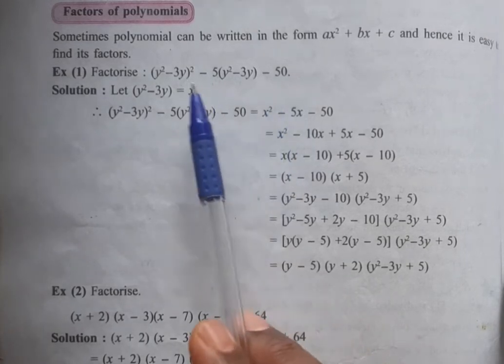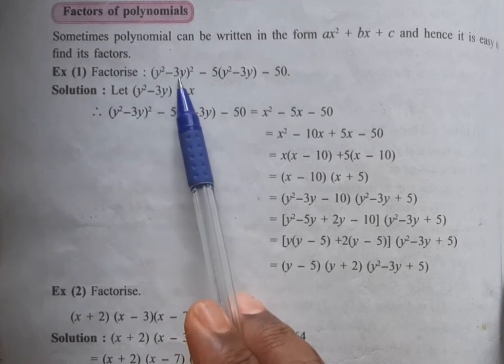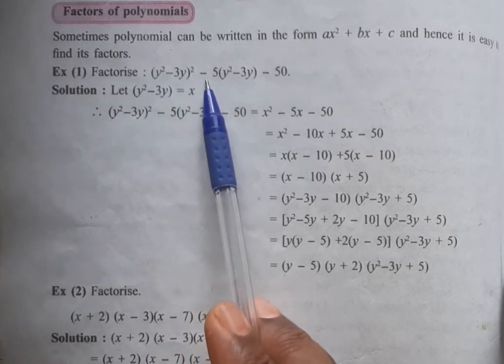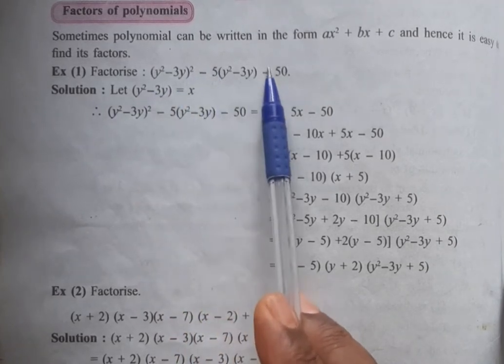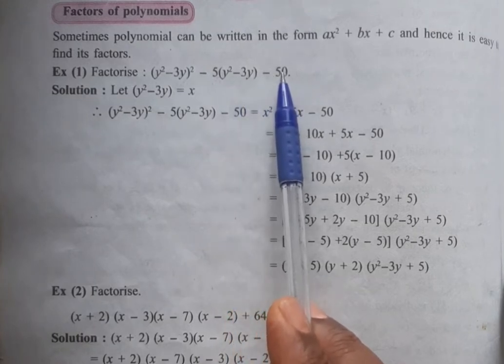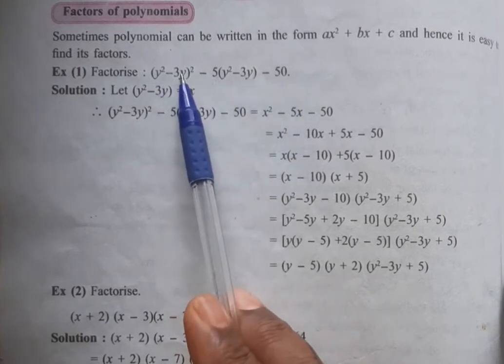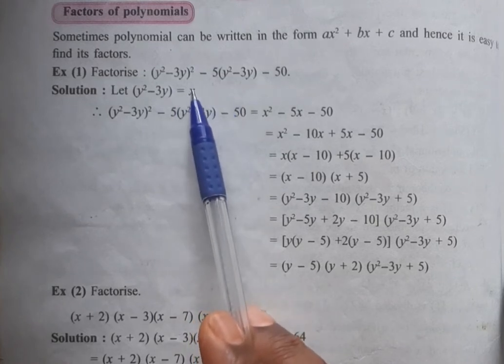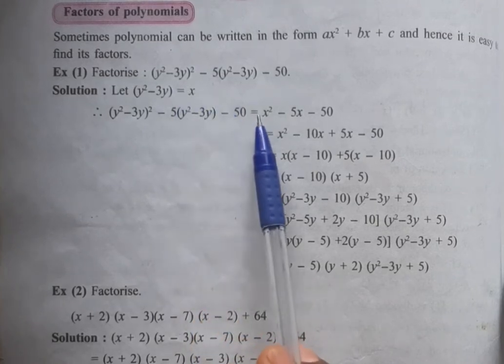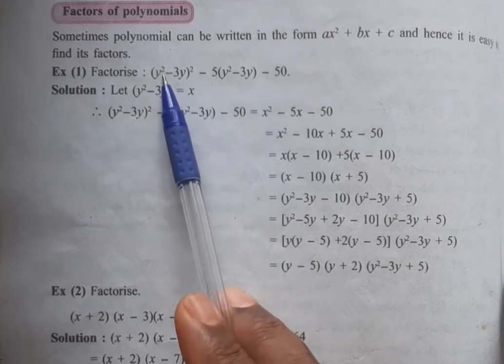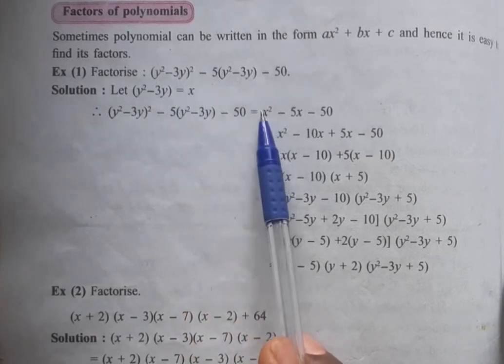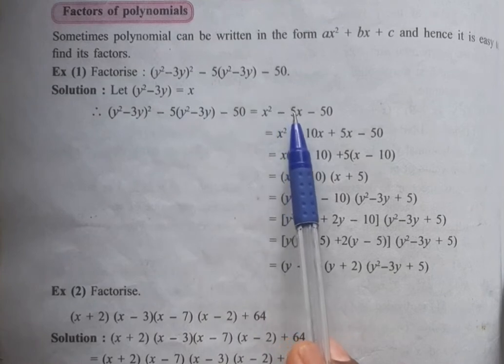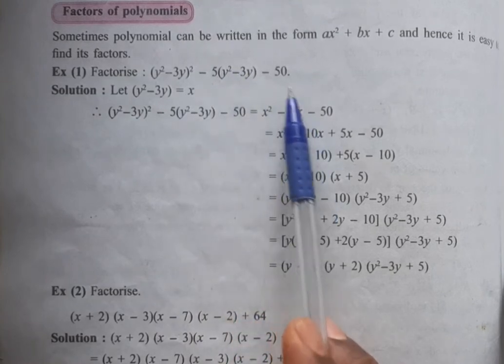I have taken the question here: (y square minus 3y) whole square minus 5 times (y square minus 3y) minus 50. Here you can see that y square minus 3y, we can substitute with x. So our new equation will be: instead of y square minus 3y, we will write x square minus 5, instead of this we will write x, and minus 50 as it is.